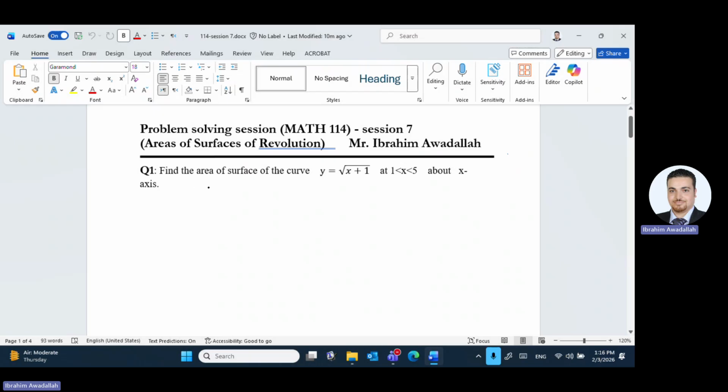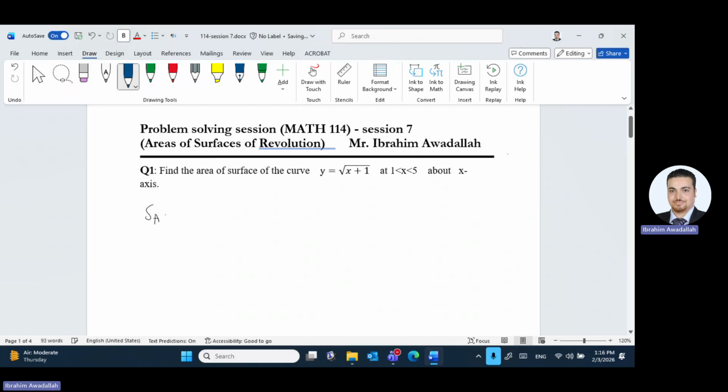Find the area of the surface of the curve y equals the root of x plus 1, on the interval from 1 to 5, about the x-axis. So, surface area about the x-axis.